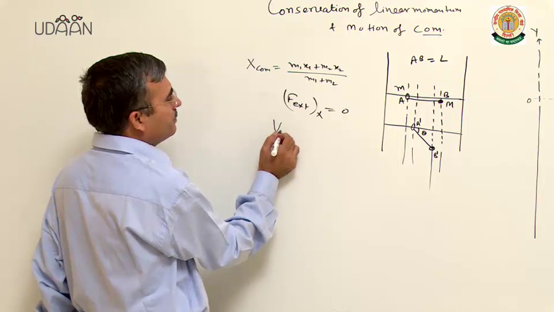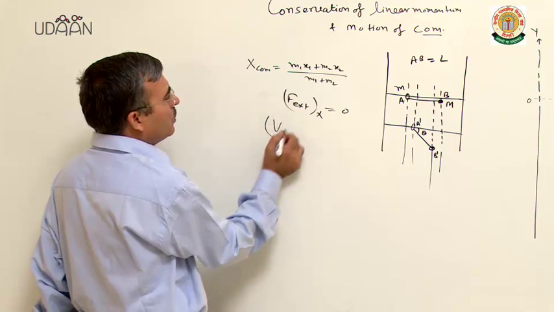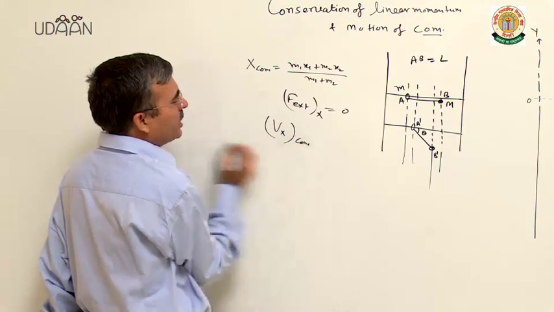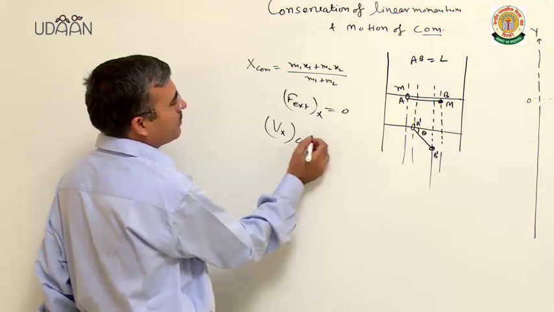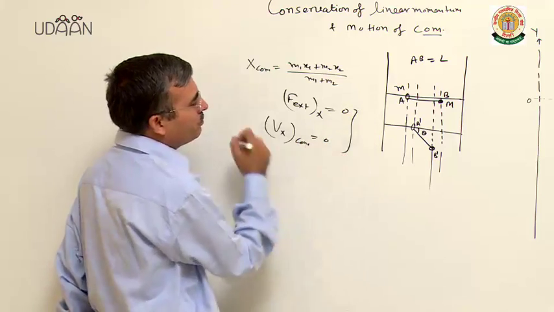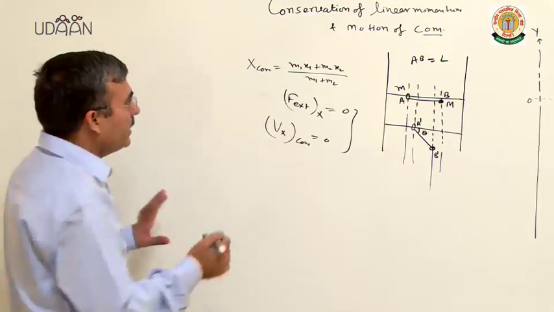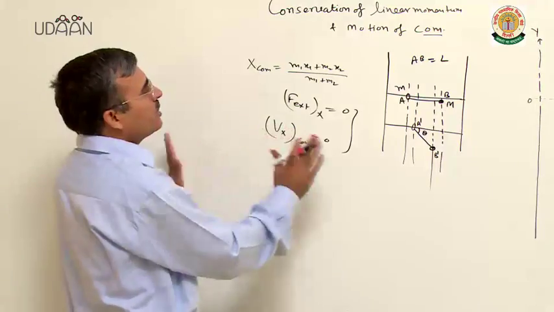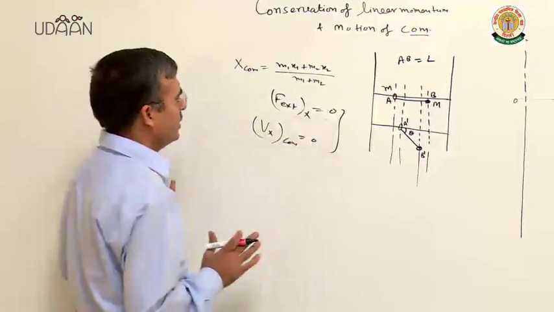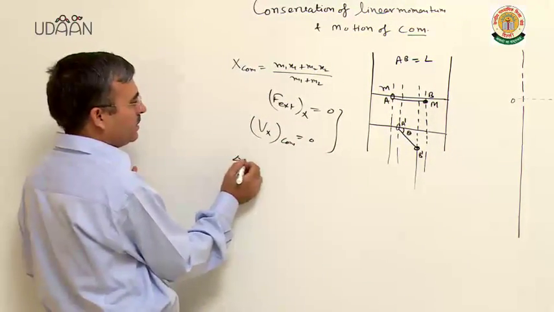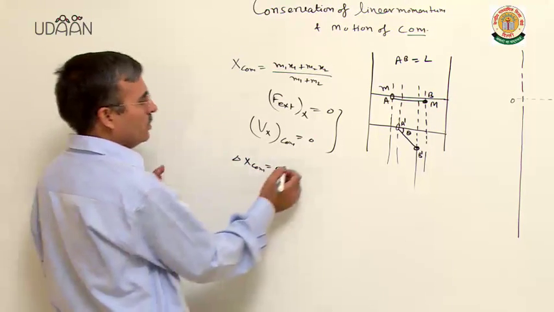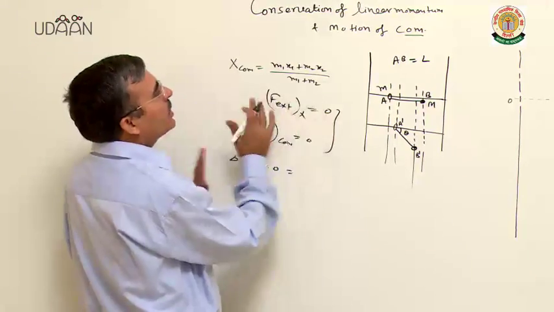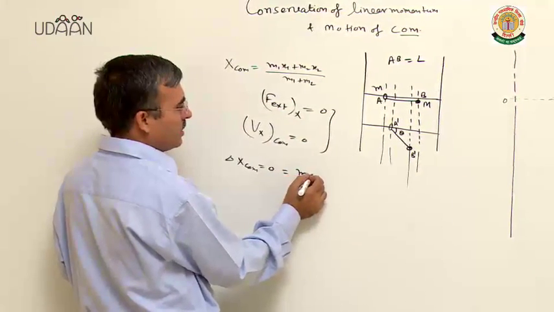Initially, the velocity in the x direction of the center of mass of the system is 0. Then the center of mass will not change horizontally in the x direction. It means delta x com will be 0. Individual bodies can change their positions.